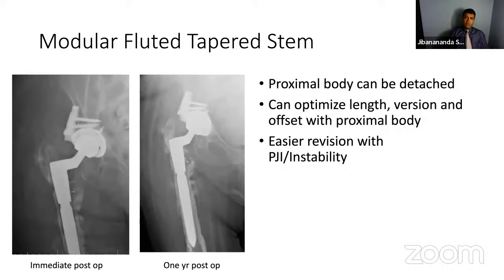Again, I use a flying buttress to reconstruct the acetabulum bone loss. On the femoral side, I use a modular fluted tapered stem. And it held well without any issues. Overall, she did well, and this construction worked. The advantage of the modular fluted tapered stem is it has the proximal body necessary for revisions. You can optimize length, version, and offset with the proximal body. If necessary, it's an easier revision compared to some other options available.